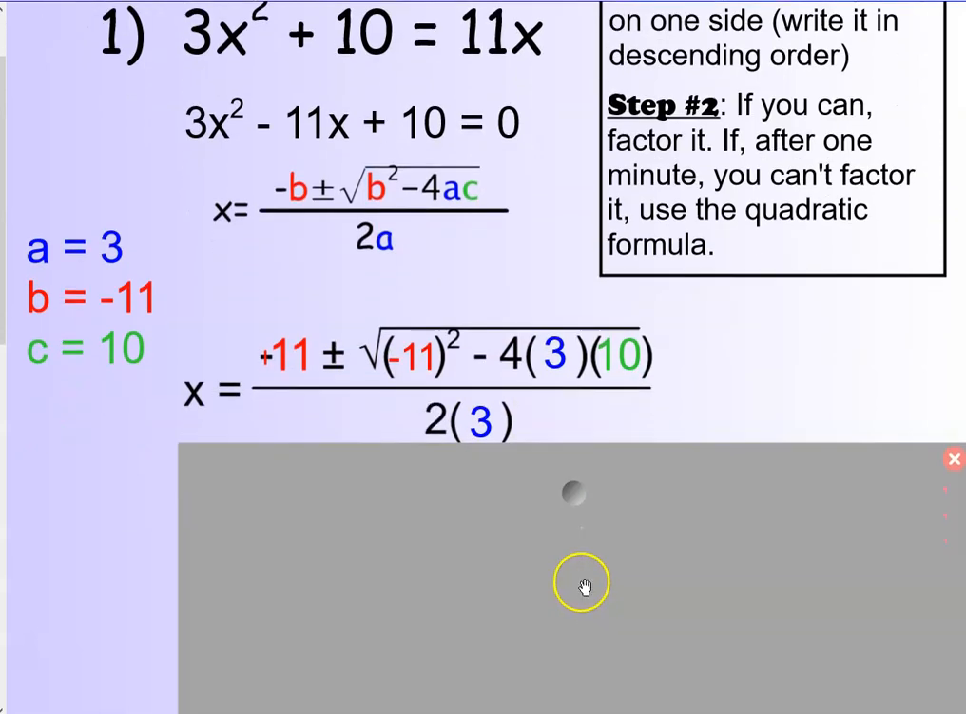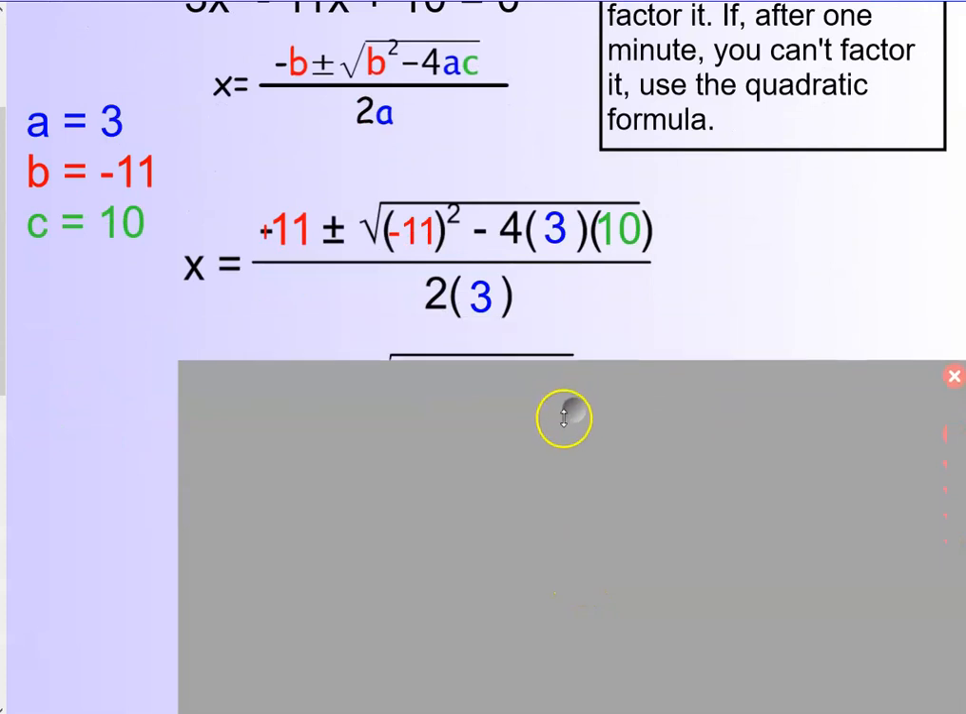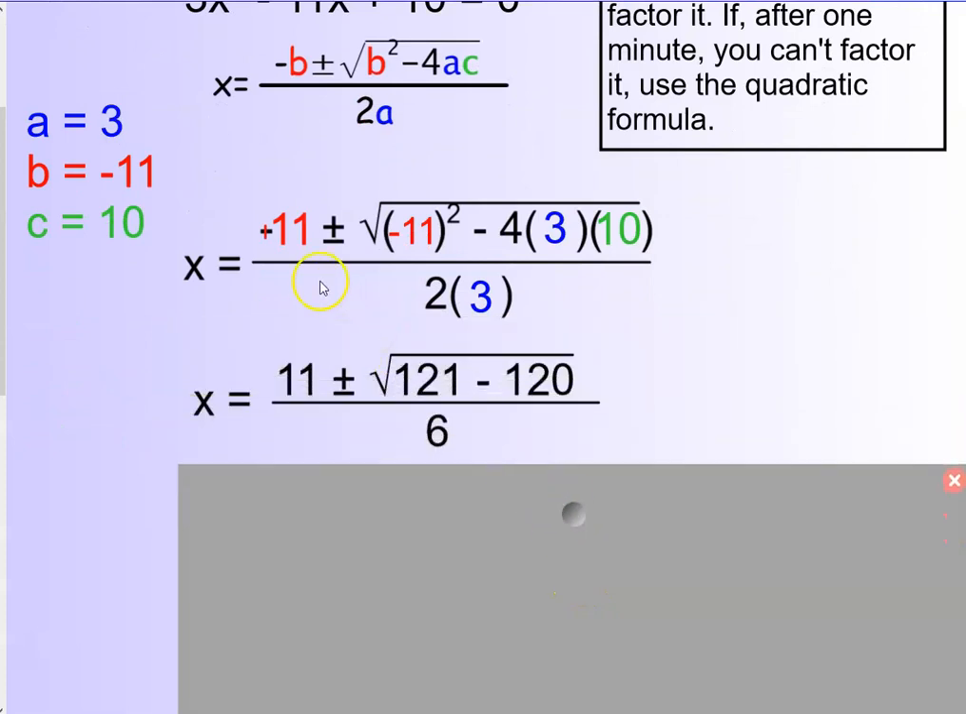Now we've got to chug through the math. So let's see here. This is positive 11. When you square a negative, it becomes positive. We've talked about this a lot of times, and some of you are still messing that up. Look at those parentheses. So a negative squared is a positive, 121. 4 times 3, 12. Times 10 is 120, all over 6.